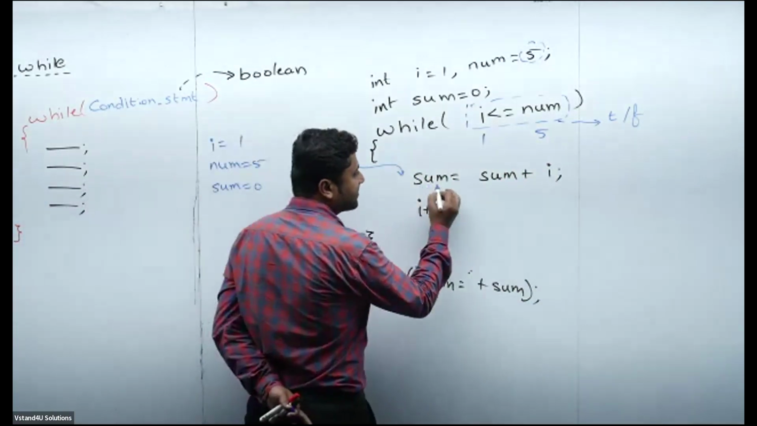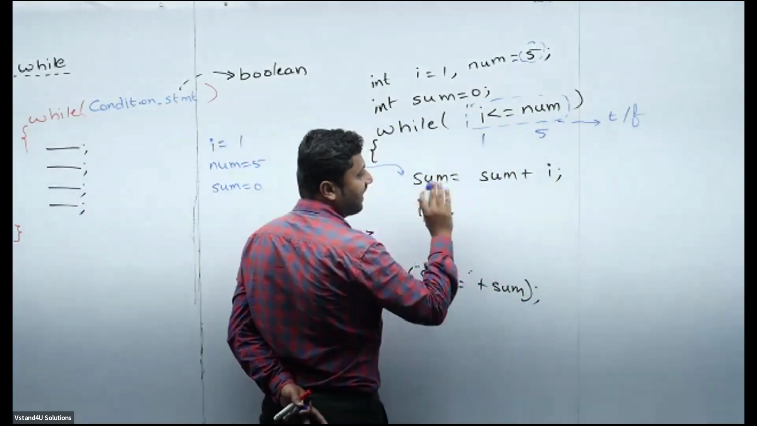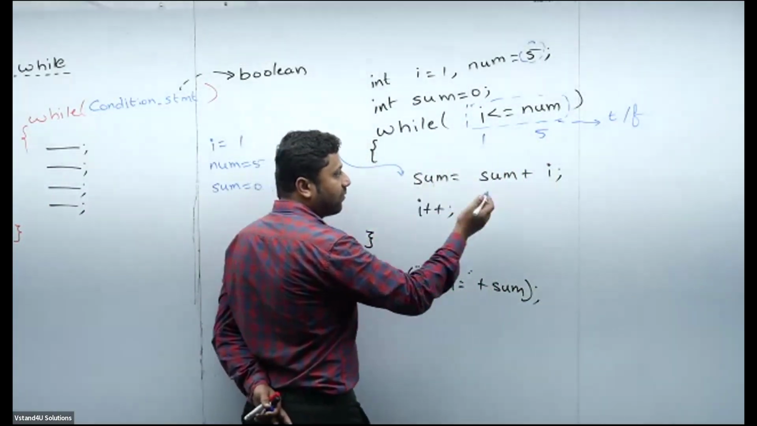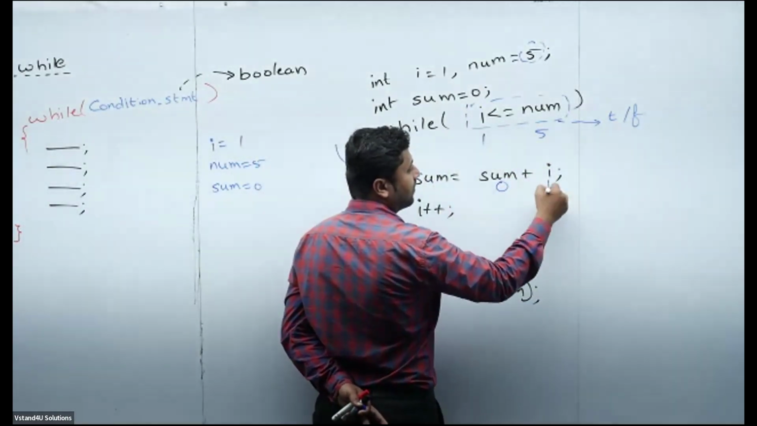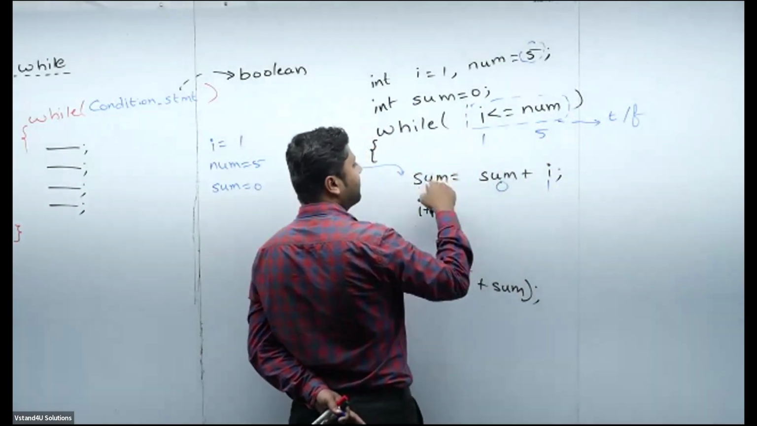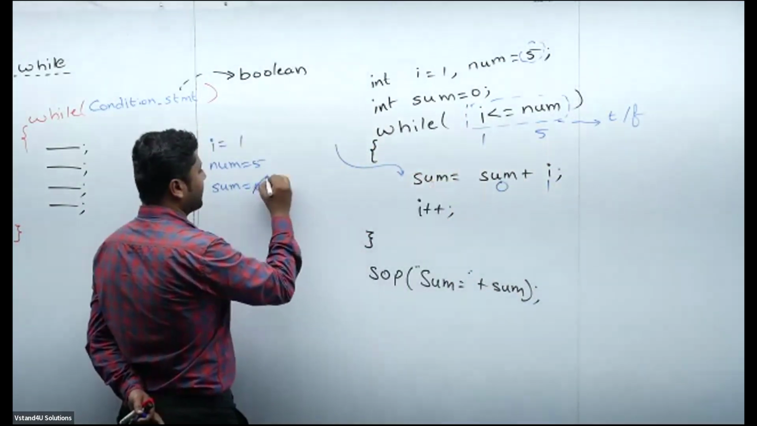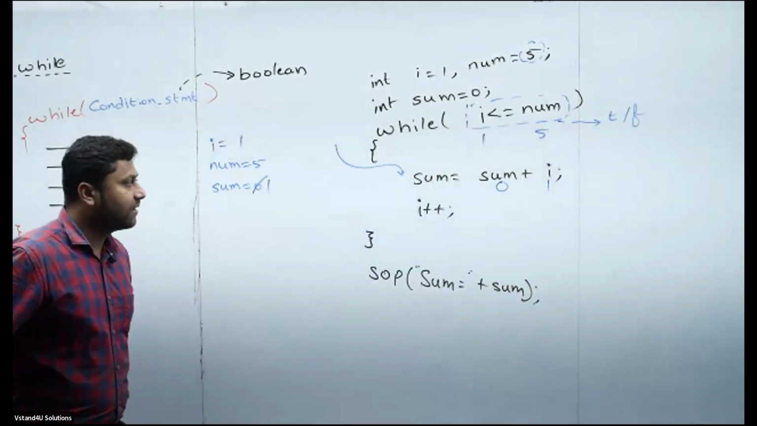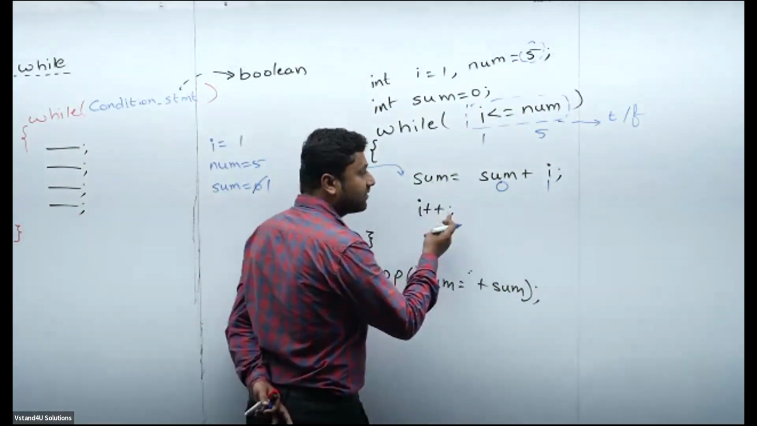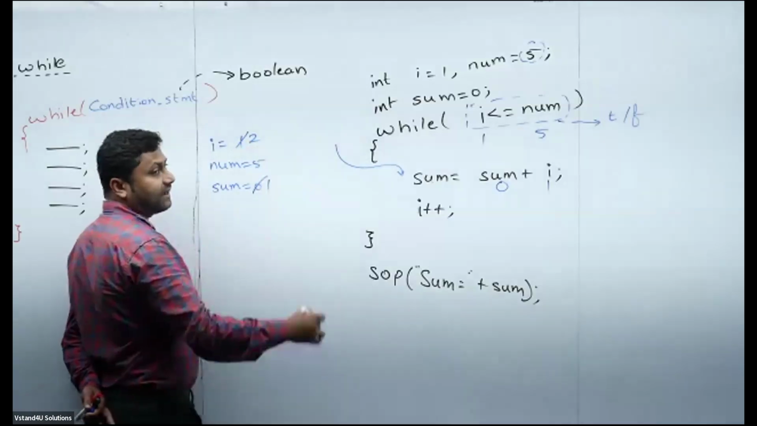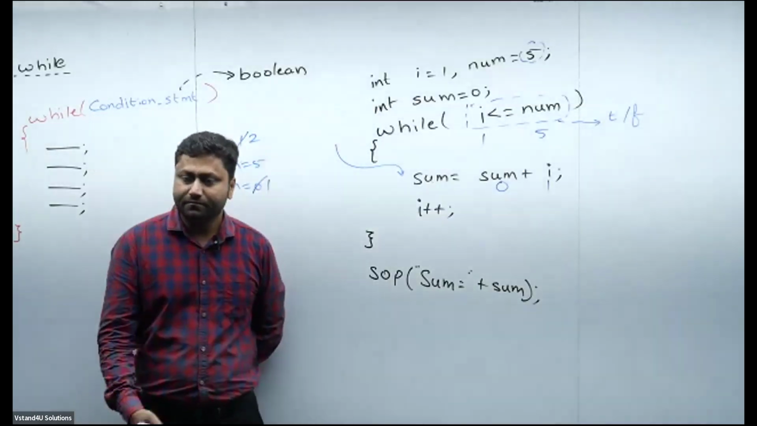Then the first statement, sum equal to sum plus i. LHS, RHS. What is the value of sum? 0 plus 0 plus 1. That one will be assigned to sum. Sum becomes 1. Agree? Then the next line, what are you telling? Increment the i by 1.